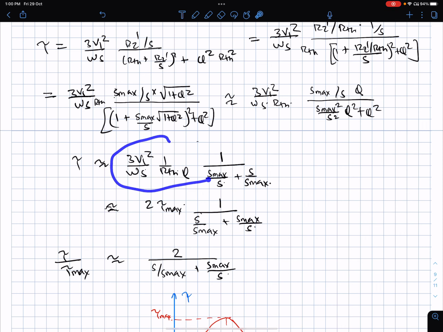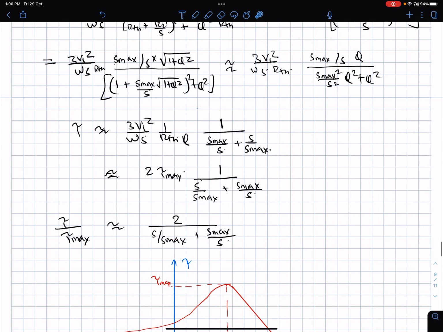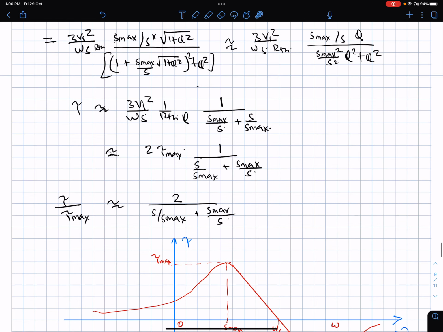But this term is what? 3 V Thevenin square, or V1 square by omega s, into 1 by R Thevenin times of q. Half of this is actually the T max. So this is 2 times T max, and this whole equation is therefore 2 times T max into 1 by s max plus s max by s.